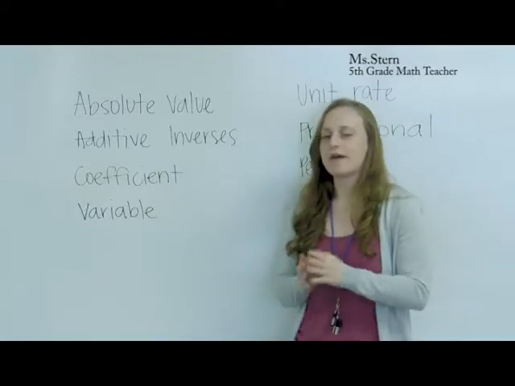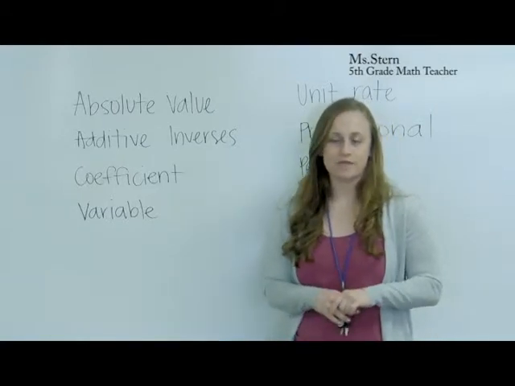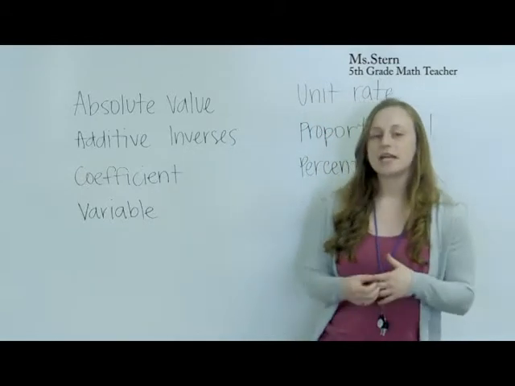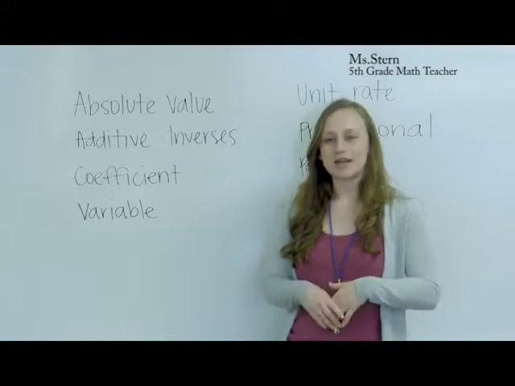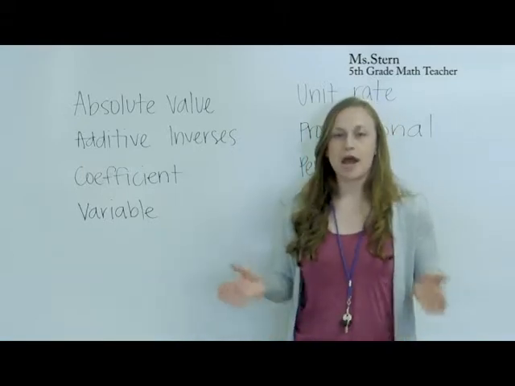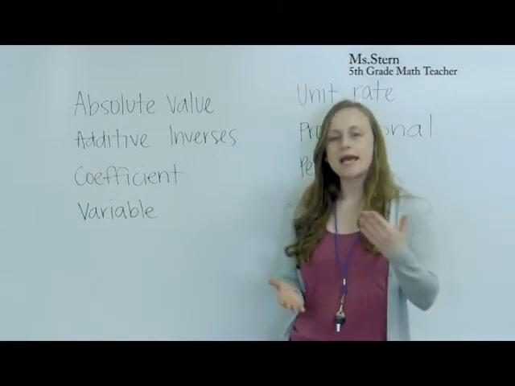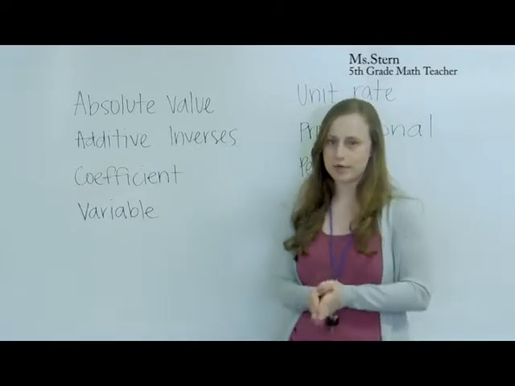Absolute value means the distance a number is from 0. So for example, if you have 5, 5 is 5 units away from 0, so the absolute value of 5 is 5. If you have negative 10, it is 10 units away from 0, so the absolute value of negative 10 is 10. Additive inverses are numbers that are added together to make 0, so they're essentially opposite numbers. If you have 4 and negative 4, they are additive inverses because when you add them together, they make 0.